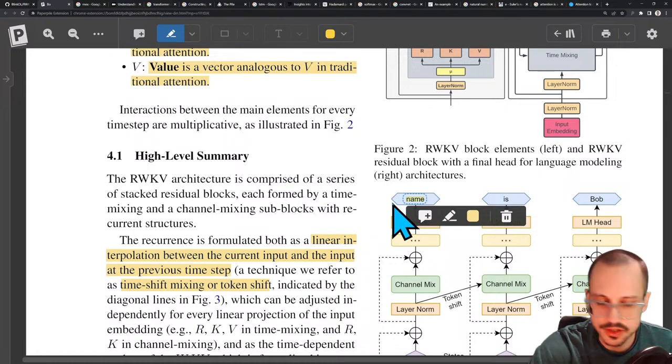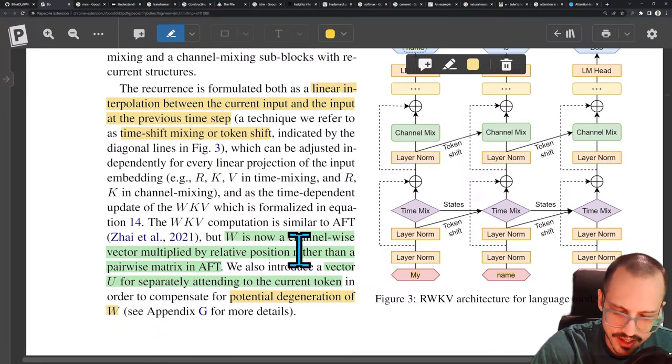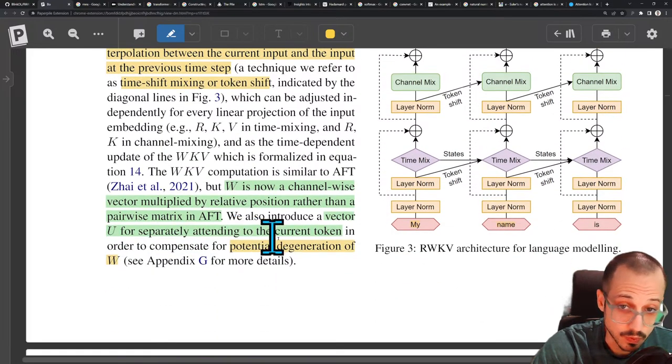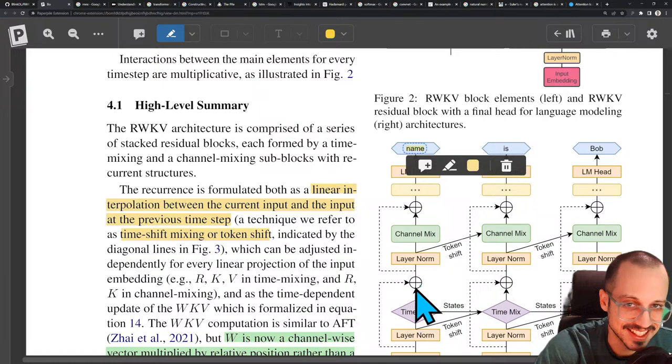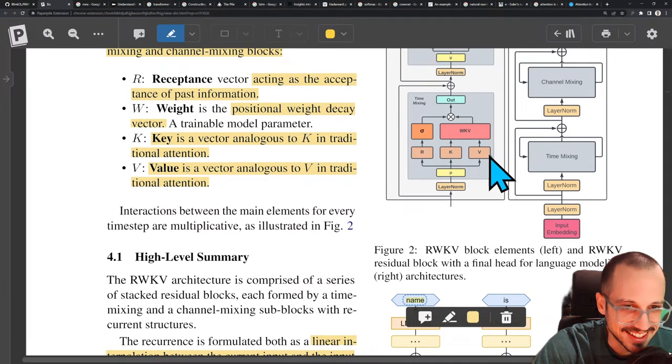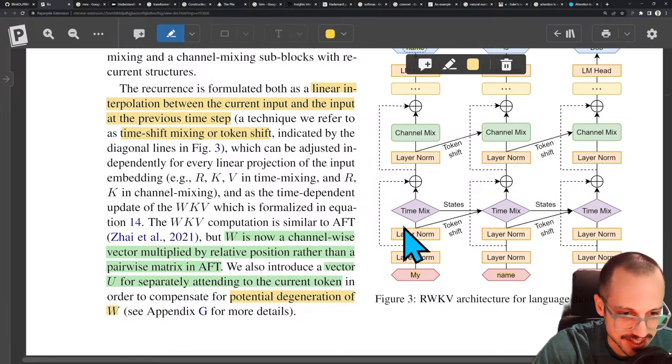Yeah, those explanations are so dense. No, I agree with you. I'm reading this and I'm like, what is that? What do all these mean? Okay, but we're making sense of it. We can see the recurrence here. We can see how there's two different blocks here. You have this time mix and then you have this channel mix.